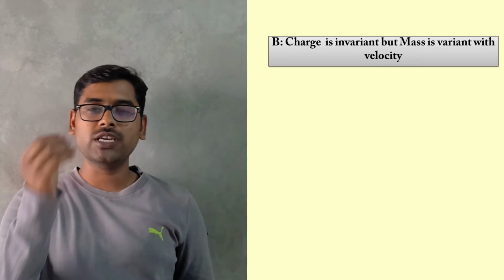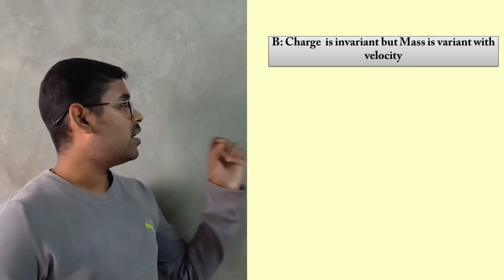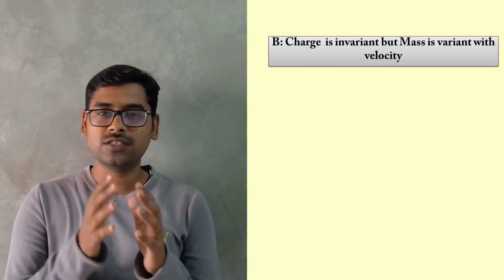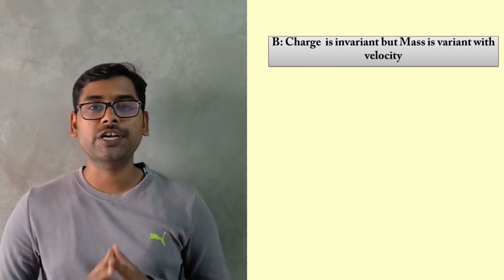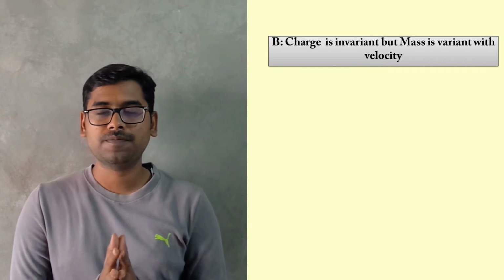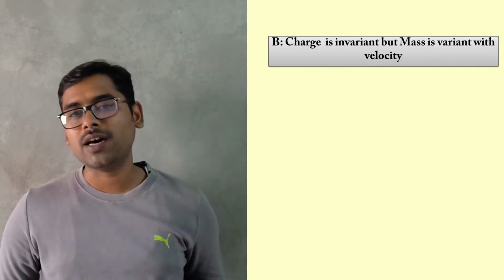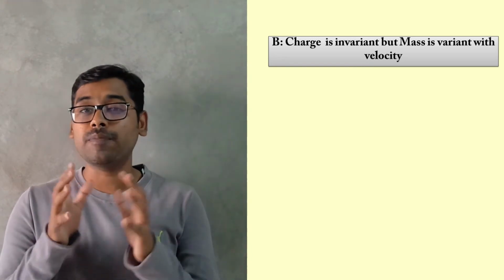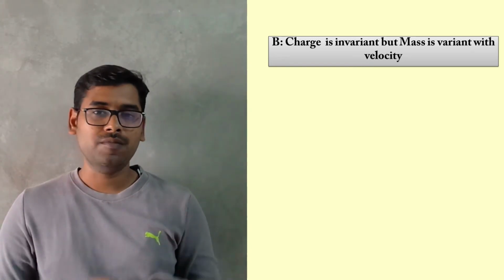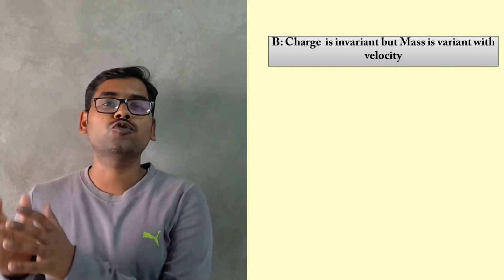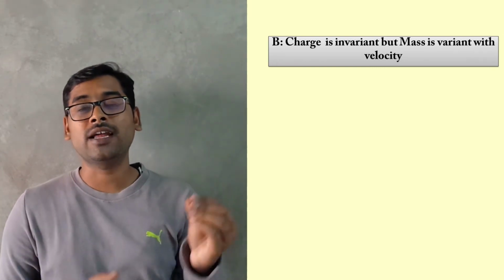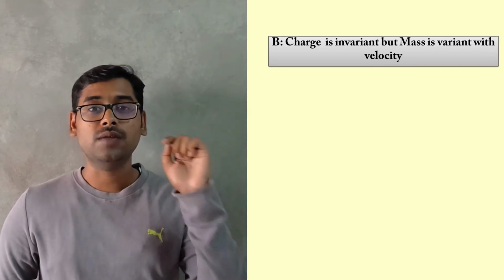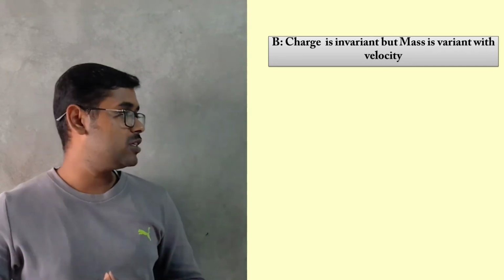Guys, now let us move to the next statement. Charge is invariant but mass is variant with velocity. What does this mean? Guys, the amount of charge on any object does not depend upon its velocity. Basically, the charge is independent of the motion of an object. On the other hand, mass depends upon the velocity of the object.